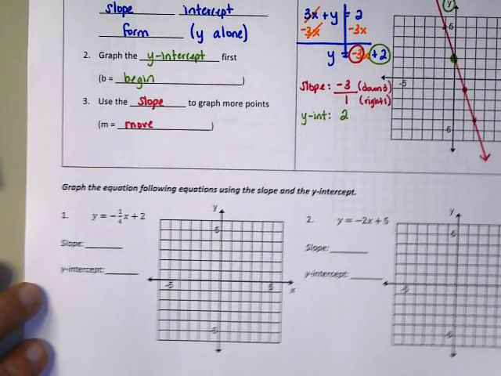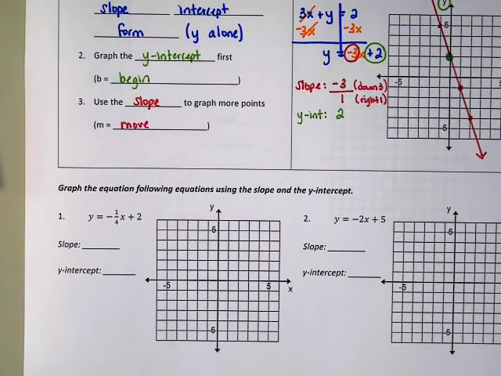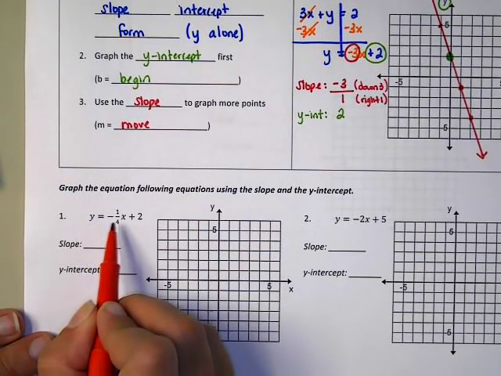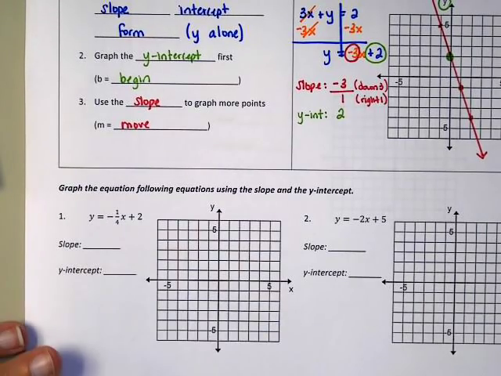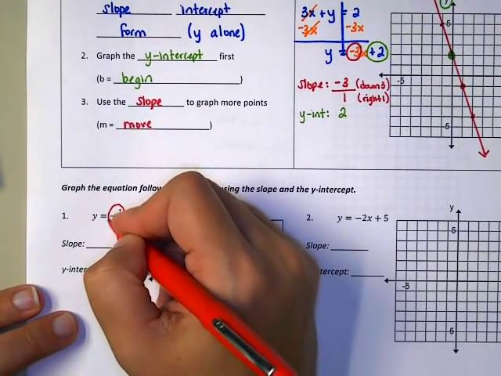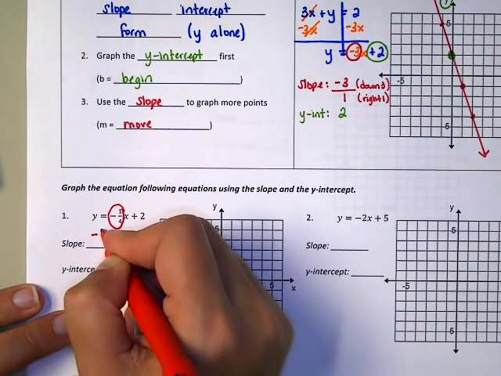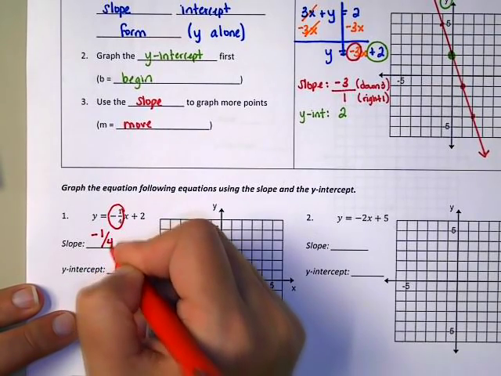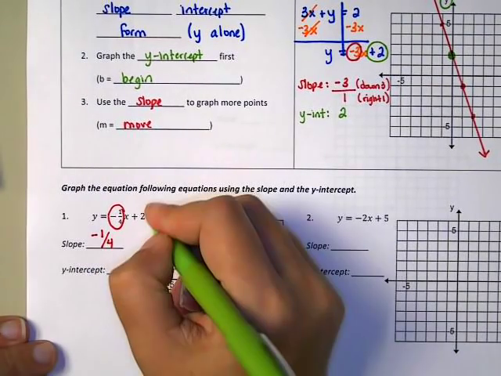Let's take a look at some more examples where we're going to practice this. So for problem number 1, it looks like the equation is already rearranged correctly for me. It already says y equals mx plus b. Based on that, I can tell that my slope should be negative 1 over 4, and my y-intercept should be 2.